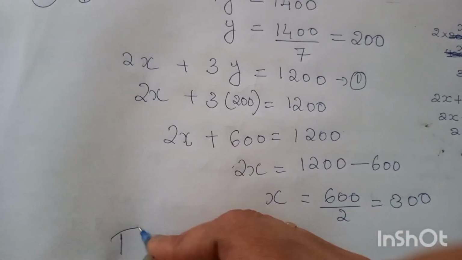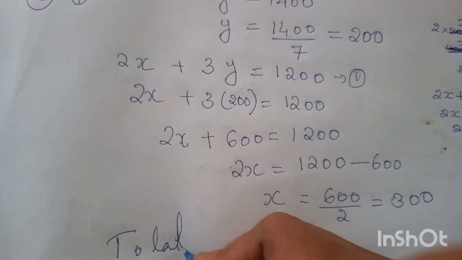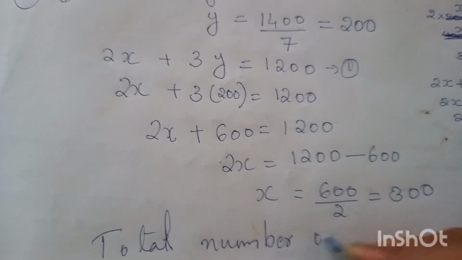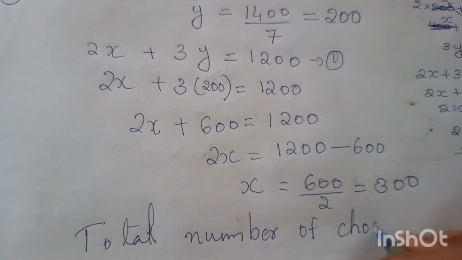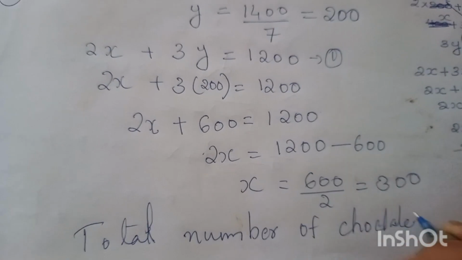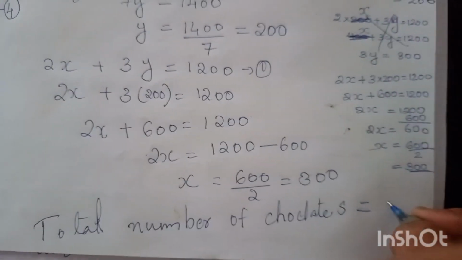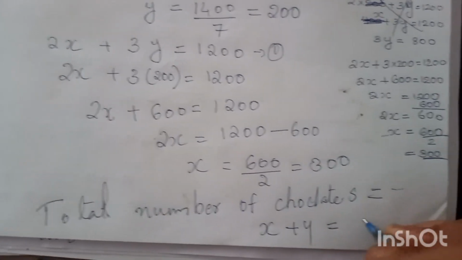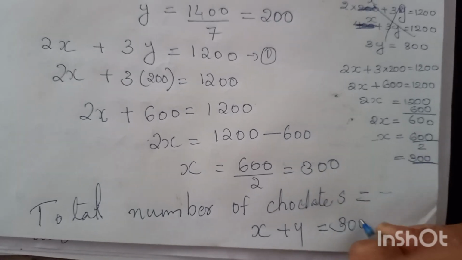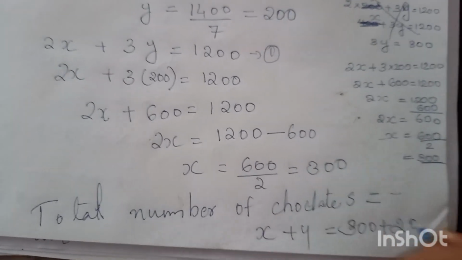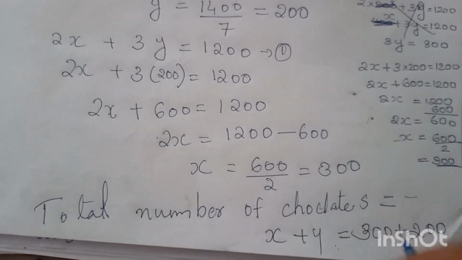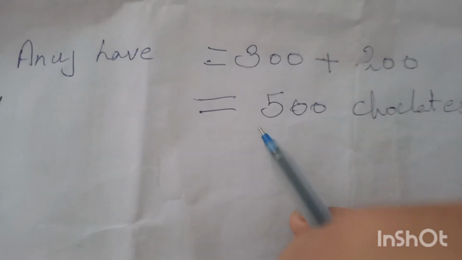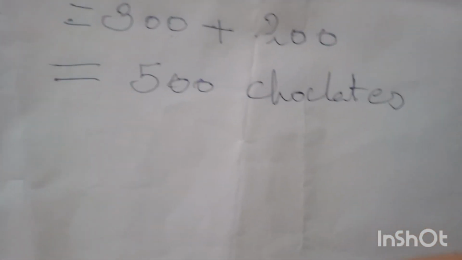So the total number of chocolates is equal to X plus Y, which is equal to 300 plus 200. Anuj had 300 plus 200, which is equal to 500 chocolates.